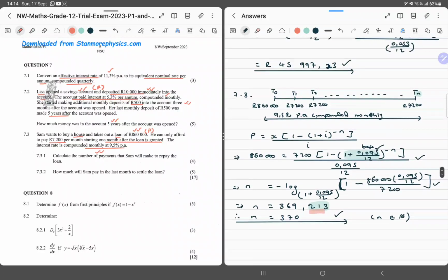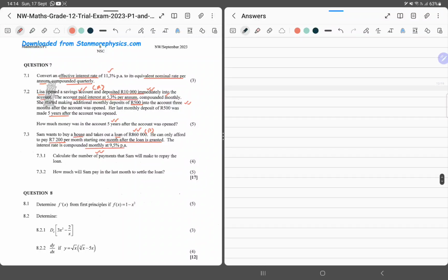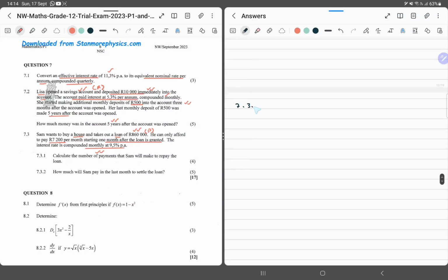So this was 7.3.1, because this is 7.3, okay? Now let's do 7.3.2 and finish this business of money issues. It says now, how much will Sam pay in the last month to settle the loan? So this basically says last payment. Now this is again a very interesting question.